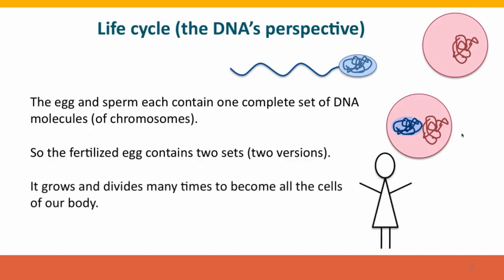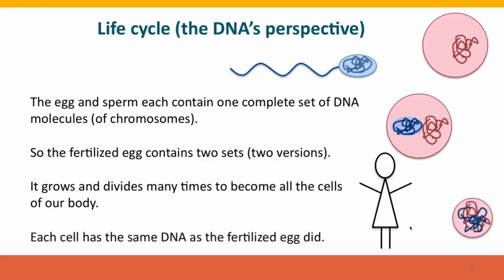Individuals develop because the fertilized egg undergoes many, many cycles of growth and cell division, producing all of the cells in our body. And most importantly, from a genetic perspective, all the cells in our body, for instance, every cell in our arm, contain the same 2 sets of genes that were in the original egg and sperm.